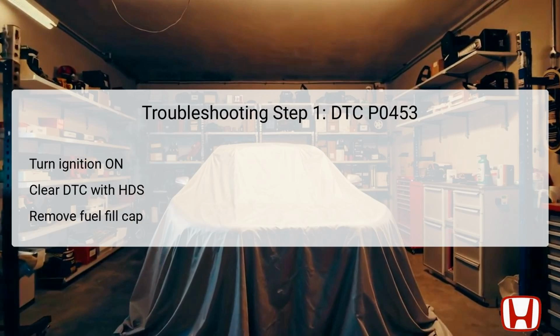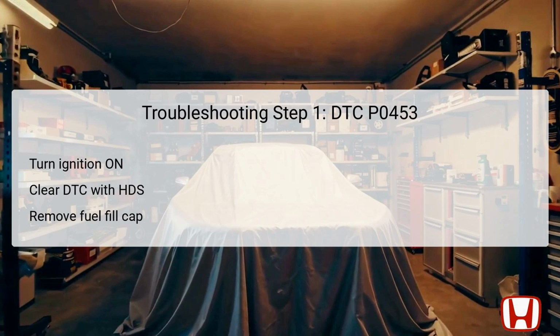The first step in troubleshooting DTC P0453 involves preparing the vehicle and diagnostic equipment to evaluate the status of the FTP sensor. Begin by turning the ignition switch to the on position or pressing the engine start-stop button to activate the electrical systems. Using a Honda Diagnostic System (HDS) tool, clear the existing DTCs to reset the system. Once cleared, turn the ignition off and remove the fuel fill cap, which helps to eliminate any possible pressure buildup that could affect the readings during testing.